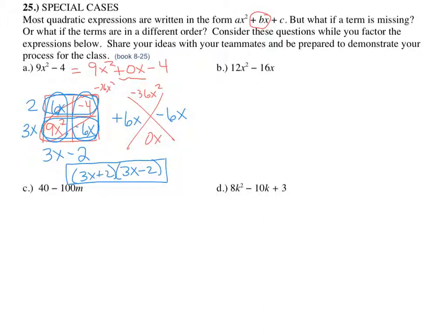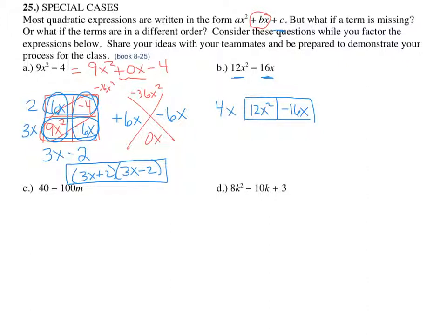On the next one, we notice that we're missing the c term. So we could fill it with a plus 0, but we could also notice that they have a GCF, a greatest common factor, and so we could factor this with a single row box. 12x squared and negative 16x are both divisible by 4, and they both have an x.